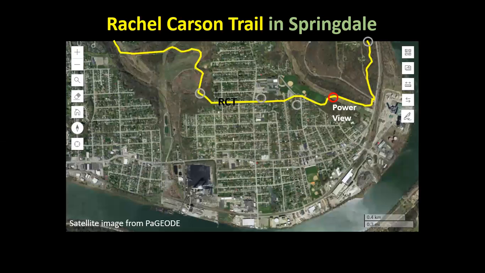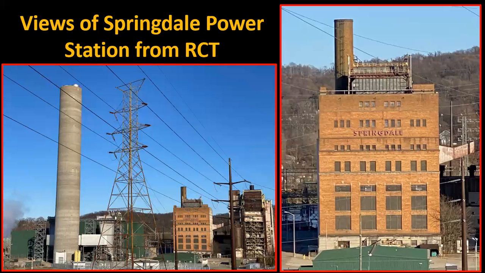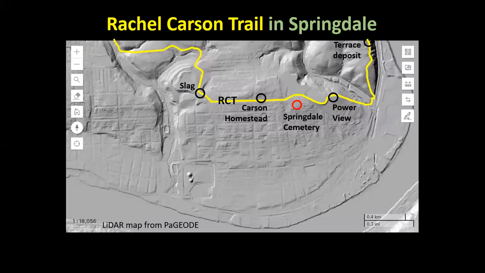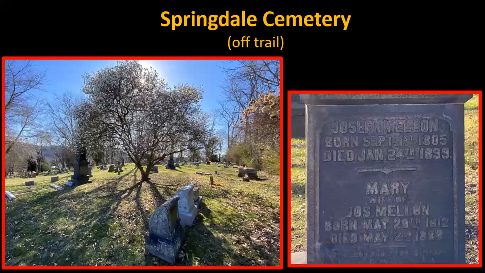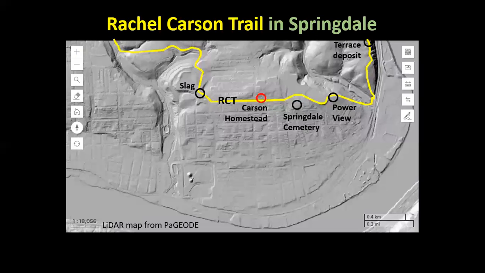You can see on the satellite image, it's along power lines that give a viewpoint of the Springdale Power Station. Pretty neat view from the trail there. Springdale Cemetery is a little bit off trail. I looked at that because it's flat. I think it's part of the Pleistocene Terrace. And it's pretty neat that there's a branch of the Mullen family in this nice old cemetery.